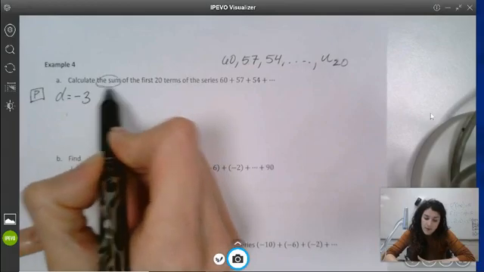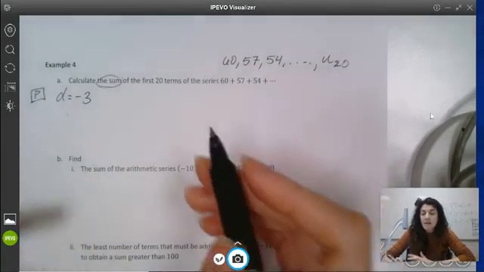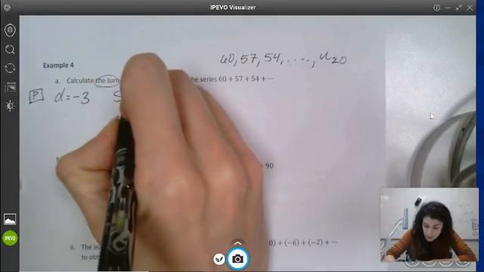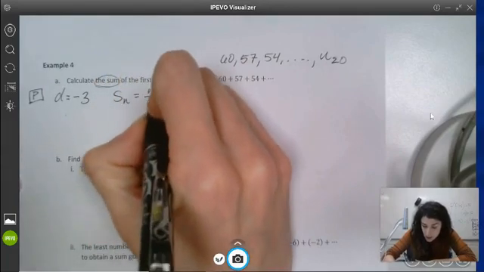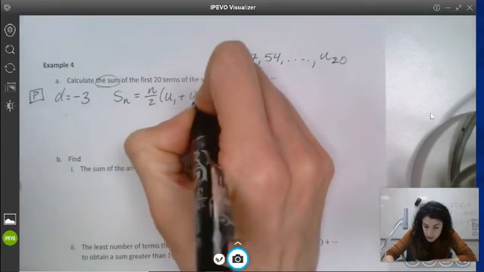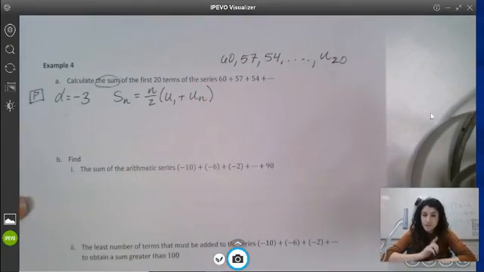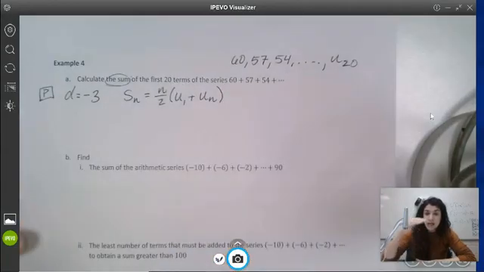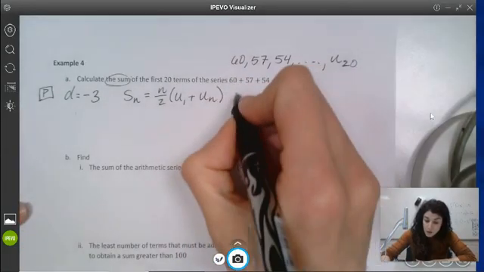I see the sum. For the sum of an arithmetic sequence, I have a formula for that, the formula that we just found: S sub n equals n over 2 times u sub 1 plus u sub n. We know that our n is 20. We're talking about 20 terms here, so our n is 20.